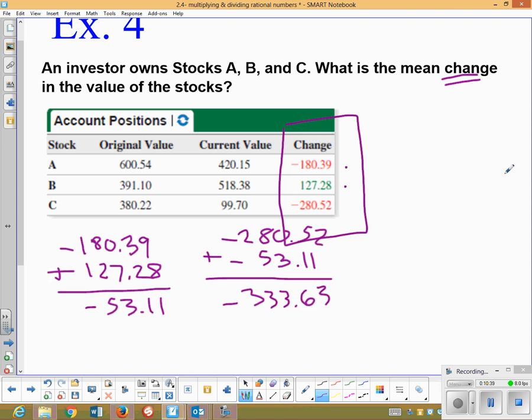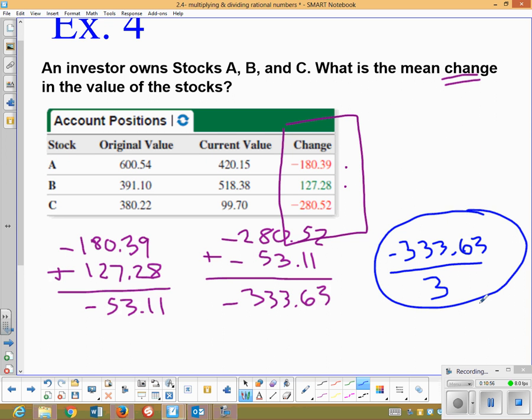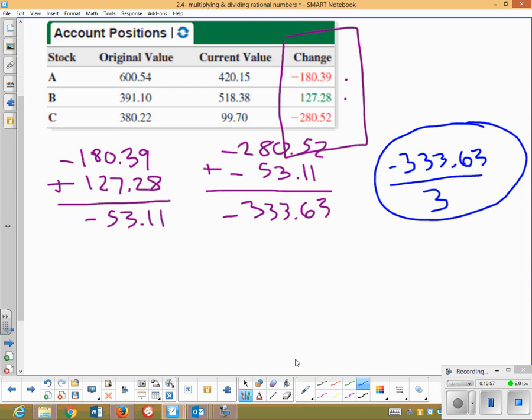Now, that's the total for the whole entire change when you add the 3. But we want to know the mean. So to find the mean, all you need to do is take negative 333 and 63 cents, and you're going to divide it by how many stocks you're talking about. Since we're talking about 3, we're going to go ahead and divide by 3. So this is going to be our final problem that we're going to work on. And so what we are going to do is we're going to do top goes in and bottom goes out. So this is dividing decimals. So 63, and that's going to be divided by 3.